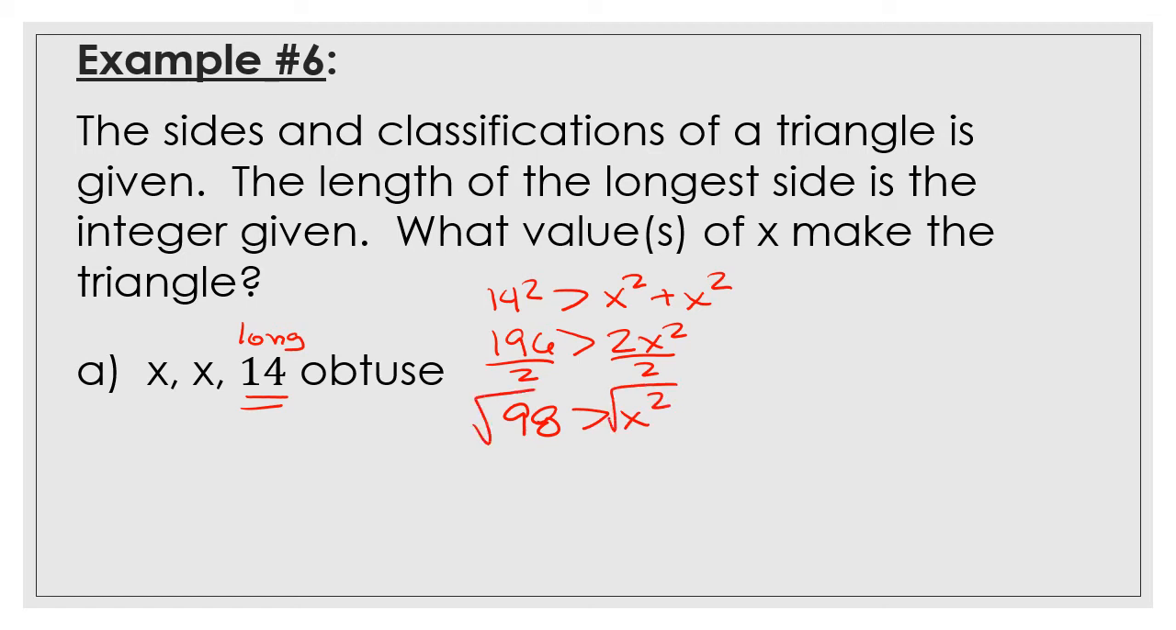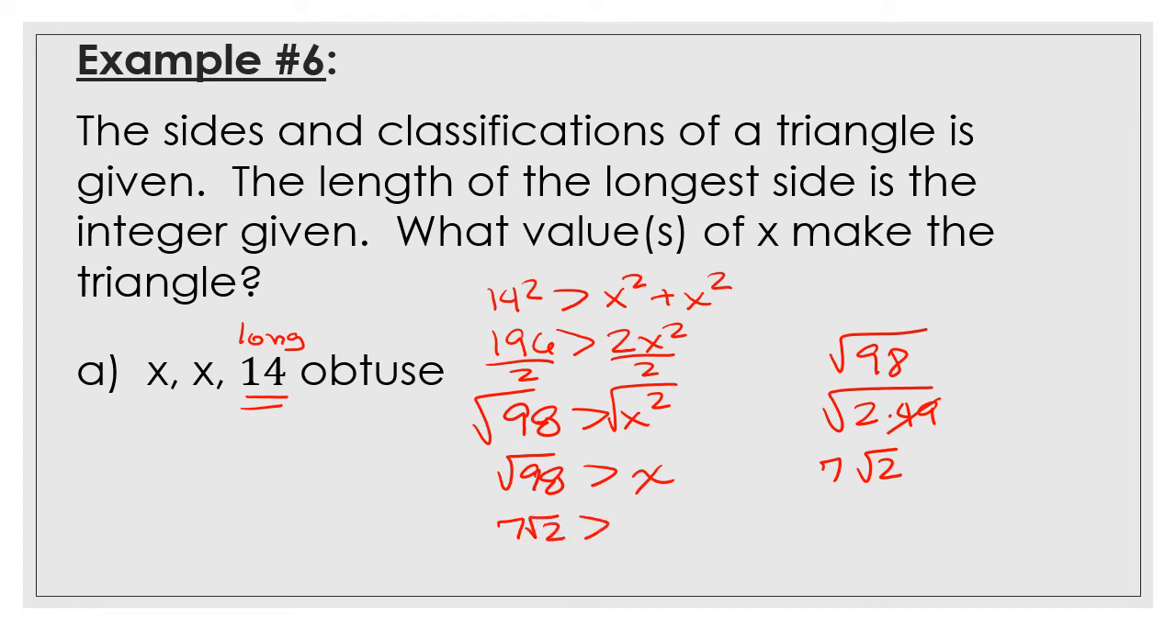If we take the square root of both sides, we have the square root of 98 is greater than x. So now I'm just going to take the square root of 98. The only thing I know about 98 is it's even, and 98 divided by 2 is 49, which works out quite beautifully for us, because I cannot take the square root of 2, but the square root of 49 is 7. So 7 square root of 2 is going to be greater than x.